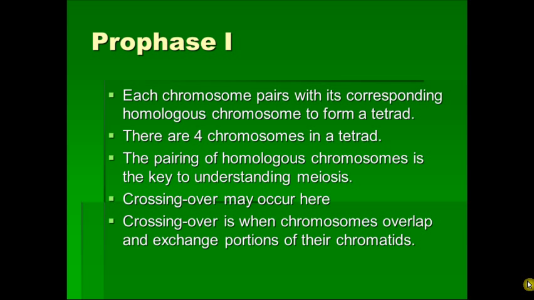And if you can get that down, like for a human, for instance, there's 23 pairs. So all the hair color, eye color, all that information from your mom, it's going to pair up with the same chromosome from your father. Crossing over may occur here. So again, that's what I talked about before, the crossing over of genetic codes and switching and creating a new look or whatever towards the genetic code. That's possible during Prophase 1.